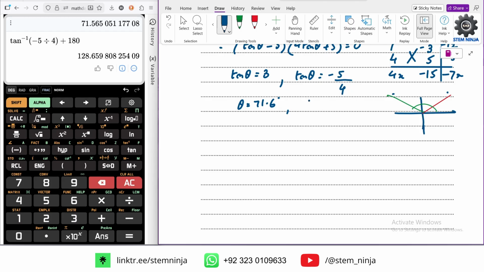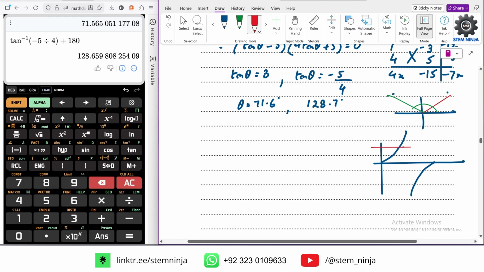128.7. Had you done this with the help of a graph, 0 to 180 would be going this way, right? So the 3 would be over here, and minus 5 over 4 would be over here. Sorry, one of them would be less than pi by 2, the other one would be greater than pi by 2.